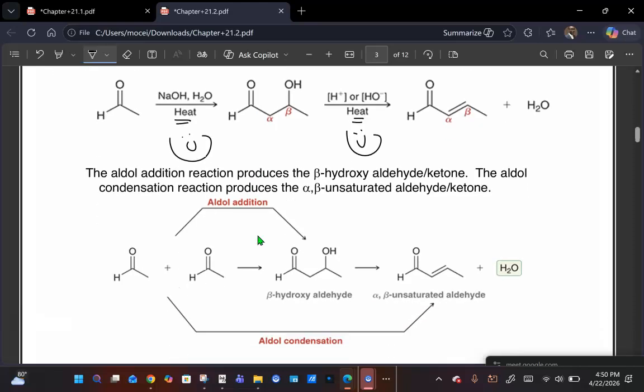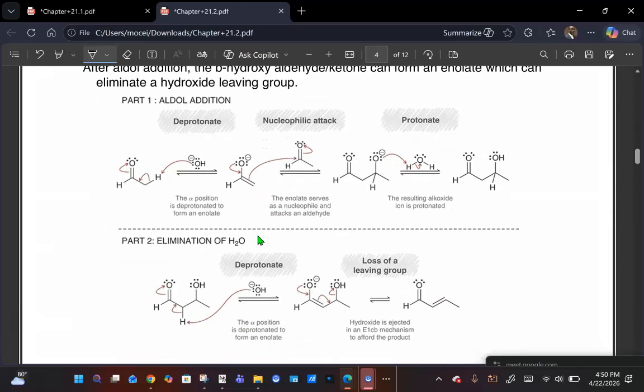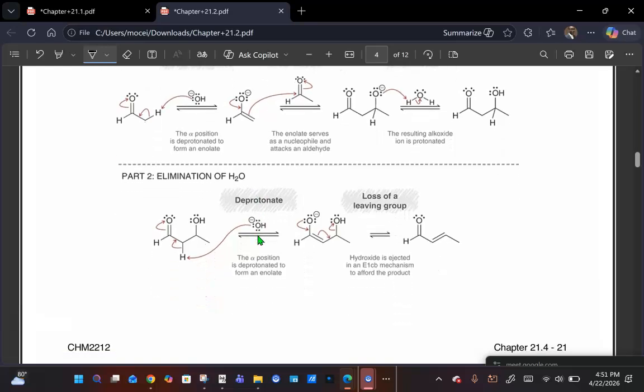Correct. And this is the mechanism I don't like. If there's heat, you've stopped too soon. I've shown you the first mechanism. The alpha deprotonation, then the attack, then the protonation. You get to your beta hydroxy. But that does not stop there if heated. You have to keep going now.